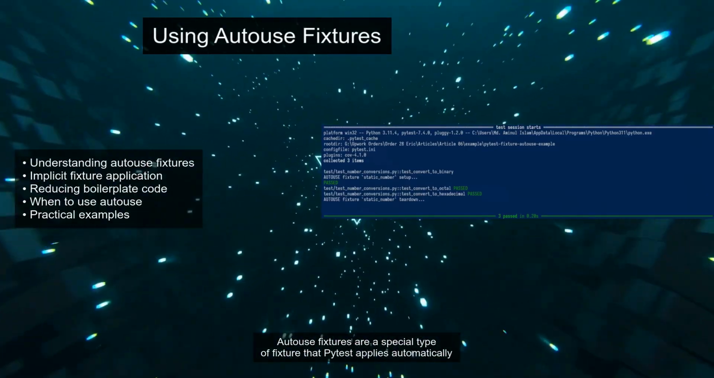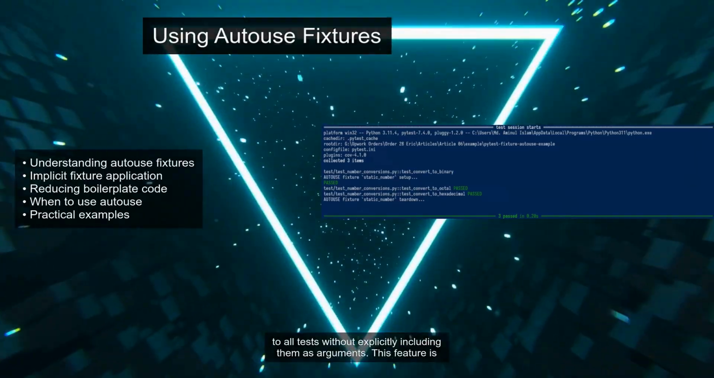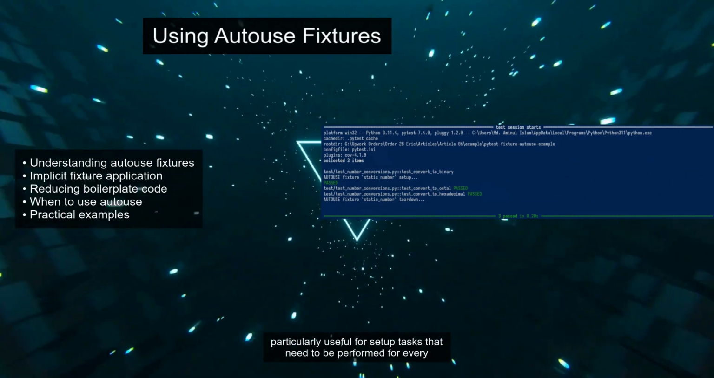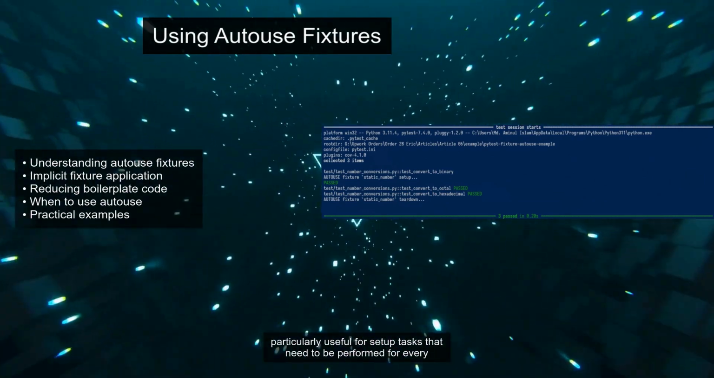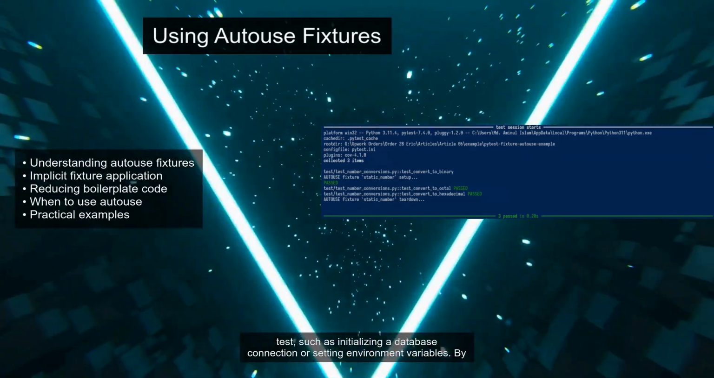Autouse fixtures are a special type of fixture that Pytest applies automatically to all tests without explicitly including them as arguments. This feature is particularly useful for setup tasks that need to be performed for every test, such as initializing a database connection or setting environment variables.